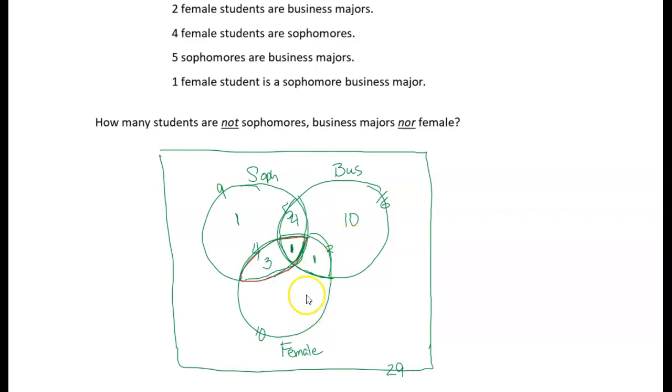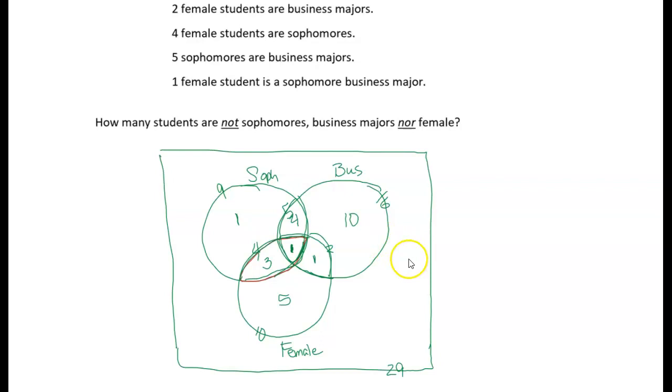Okay. And again, down here with the females, we know we had 10 females. We have 5 accounted for already. So there have to be 5 females who are not sophomores or business majors. Okay. Now we can actually figure out how many people are in the whole group of sophomore business majors and females. That's a useful piece of information, because what we're looking for are those that are not sophomores, not business majors, nor females. So we're actually looking for this number out here.